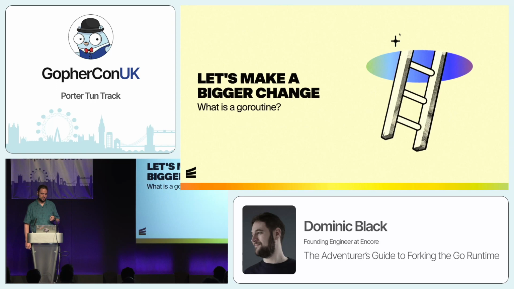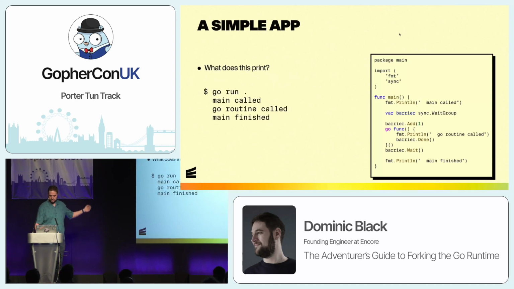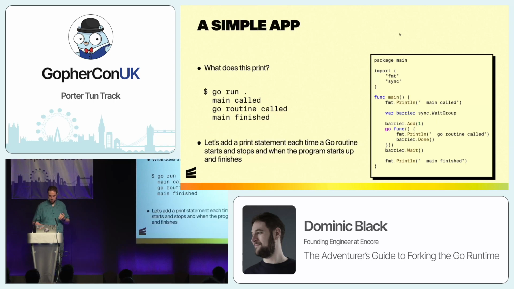And I'm going to start by talking about what is actually a goroutine, like what's happening under the hood. So I've got a very simple application on screen now. It prints main called, it then starts a goroutine, prints goroutine started, and then prints main finished. You run that, you get what you expect. But what if we were to add a print statement every time a goroutine starts, every time a goroutine stops, and when the actual program starts and stops?